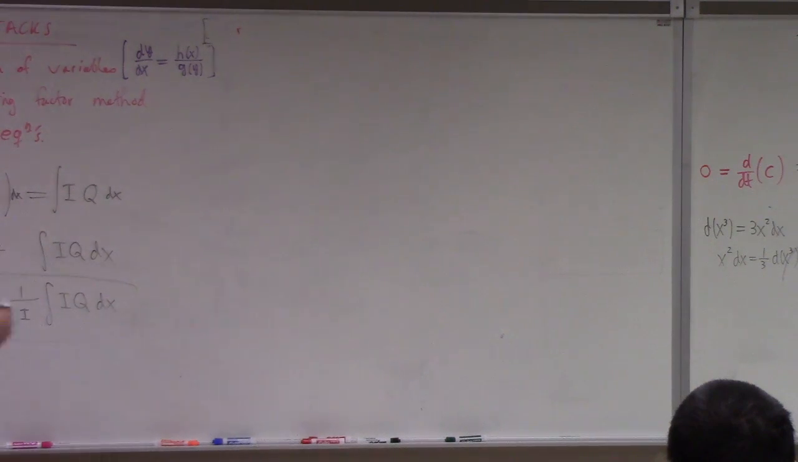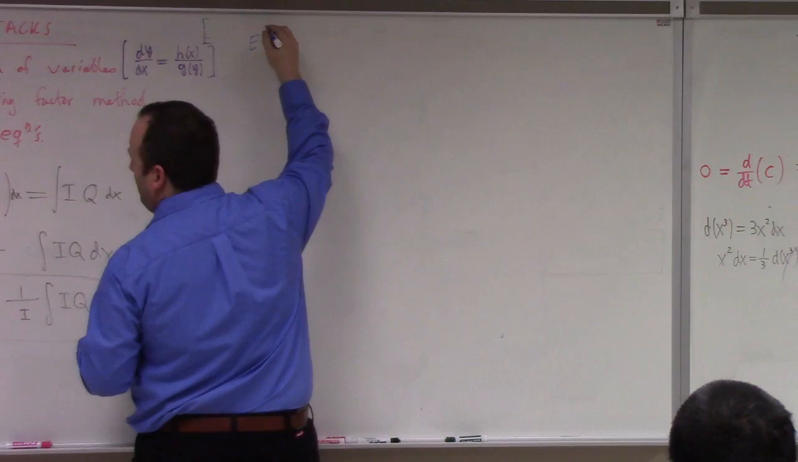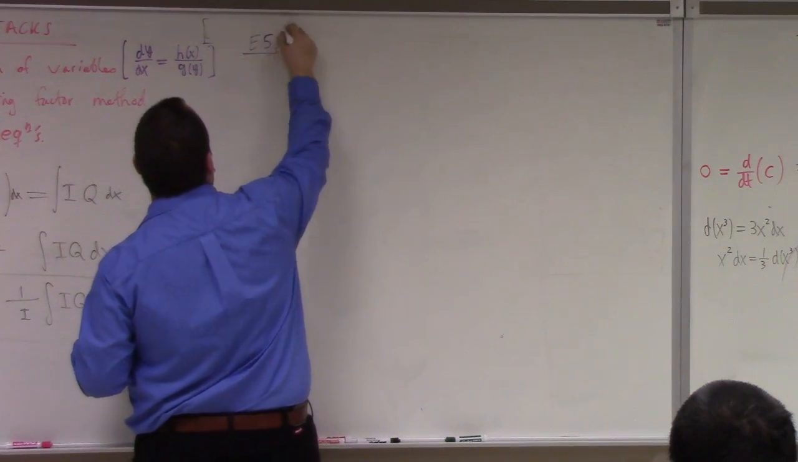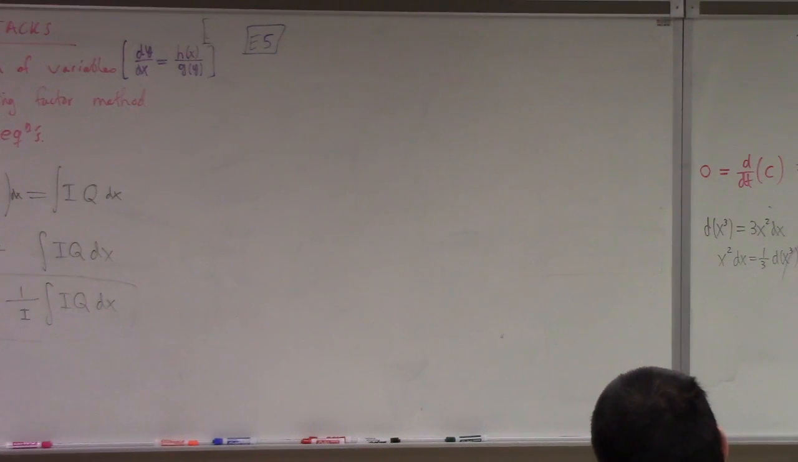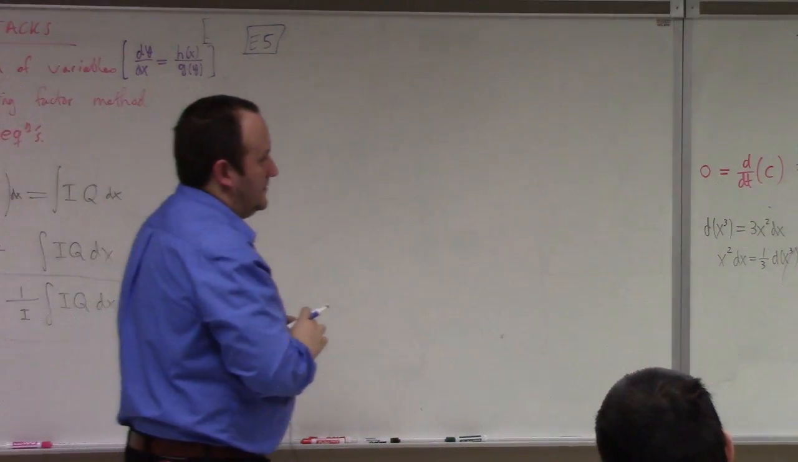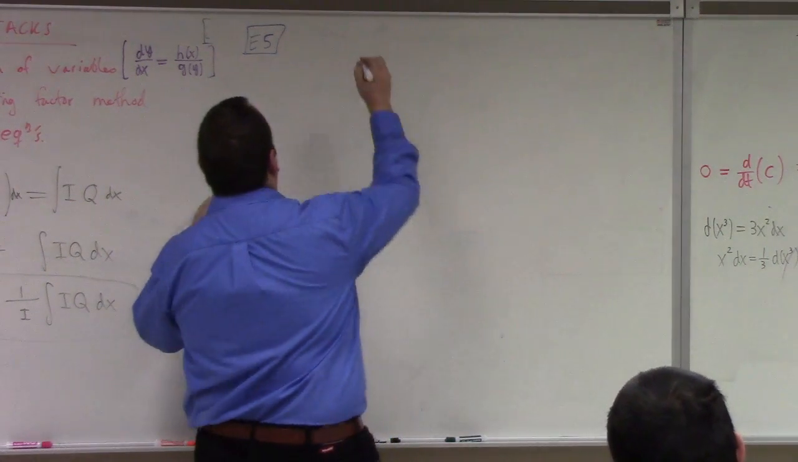So let's see here, if I come up with an example. What example are we on? 4, 5? I forget. Okay, so, I guess I could do the circle, but I think I won't.